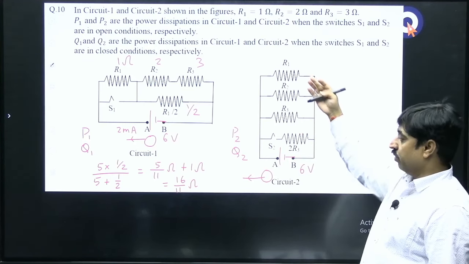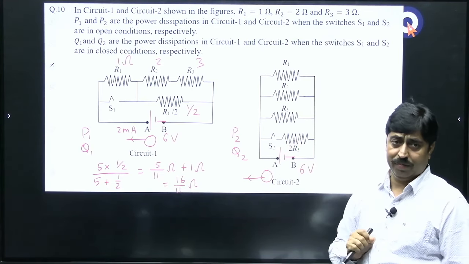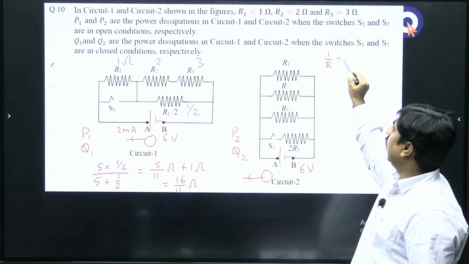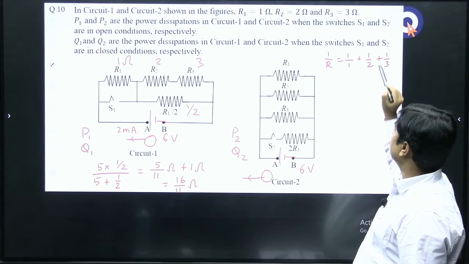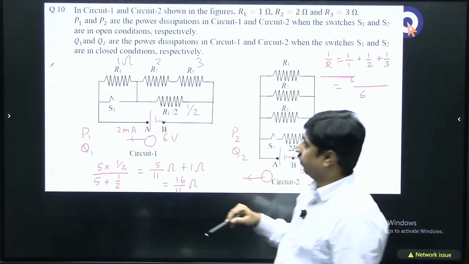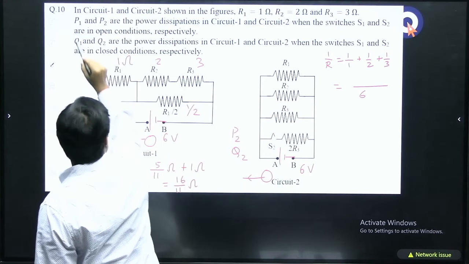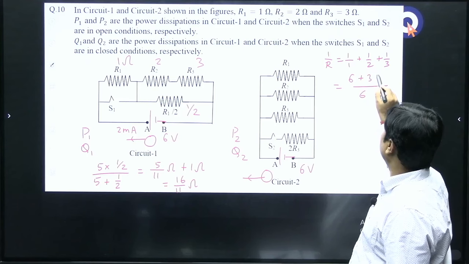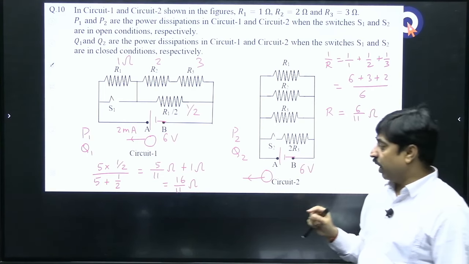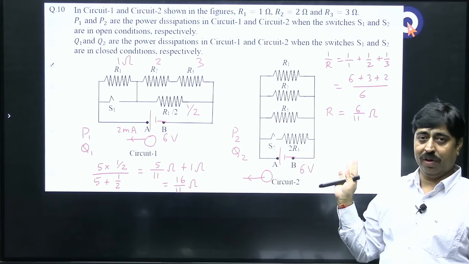Isn't it? Similarly, let us work out the equivalent resistance in this circuit when this switch is open. When this switch is open, this has got no meaning actually. It is not there in this circuit. And we have got three resistances R1, R2 and R3 in parallel. So, what will be the equivalent resistance? 1 by R1, 1 by R2, 1 by R3, isn't it? So, this becomes 6 plus 3 plus 2, so R is 6 by 11. When both these switches are open, this is 16 by 11 and this is 6 by 11, right? I think it is absolutely right.